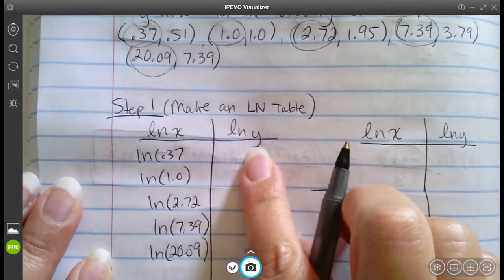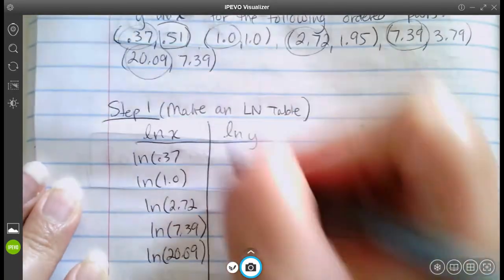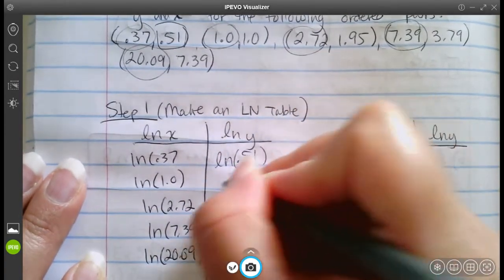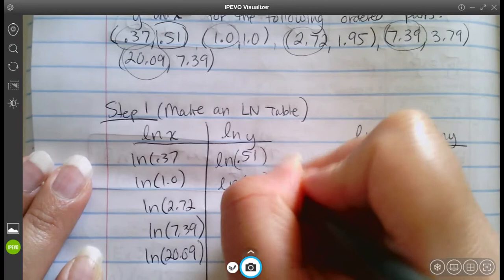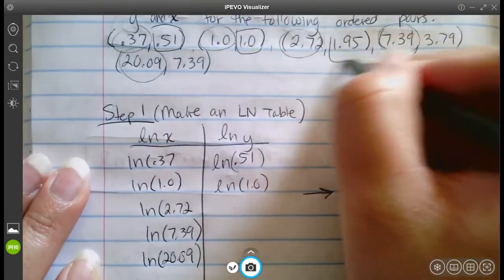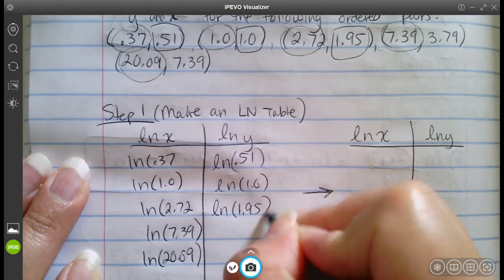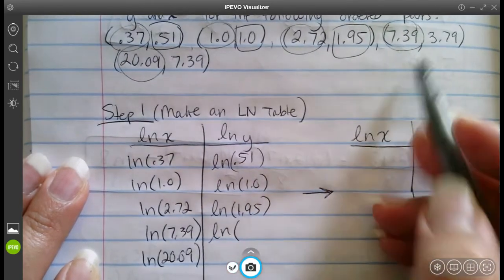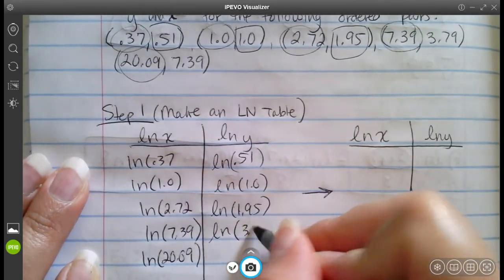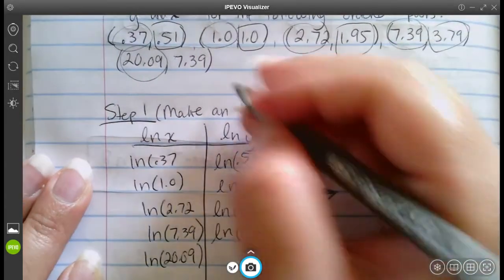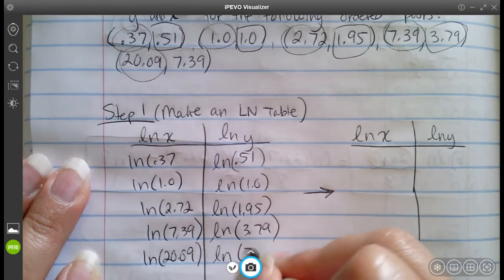So now I'm going to take my y's and I'm going to put the ln of those also. So ln of 0.51, ln of 1, ln of 1.95, ln of 3.79, okay, and ln of 7.39.